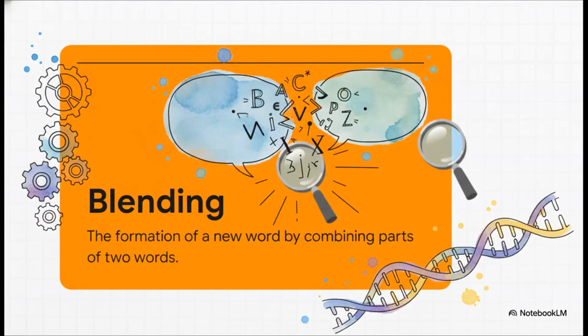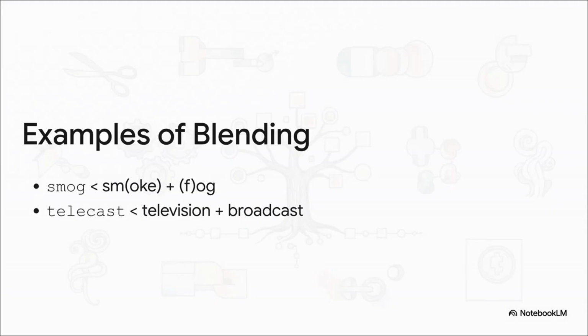All right, next up is blending, and this is where things get really creative. We're talking about fusing parts of two different words together to make something totally new, a kind of hybrid. I mean, look at how cool this is. Smog. It perfectly captures that hazy mix of smoke and fog in one neat word. And telecast? Same deal for television and broadcast. It's just a super clever linguistic shortcut.